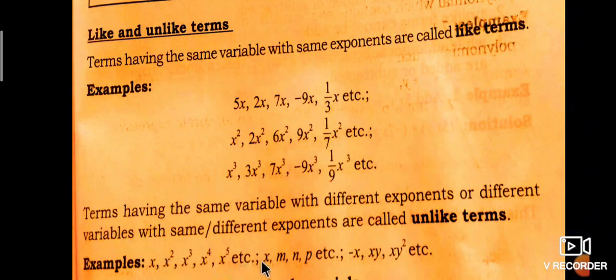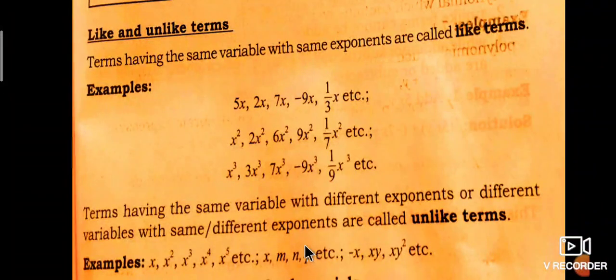Similarly, x, m, n, p, etc. In this one, the power of each variable is plus 1, plus 1, plus 1, plus 1, etc. But the variables are different. Here the variables are different, the power is the same. Such terms are called unlike terms.